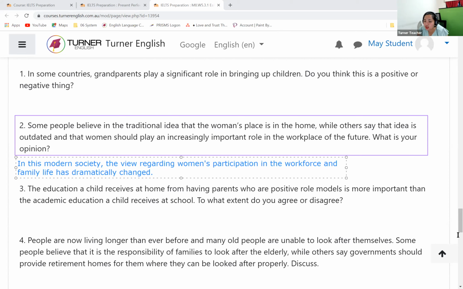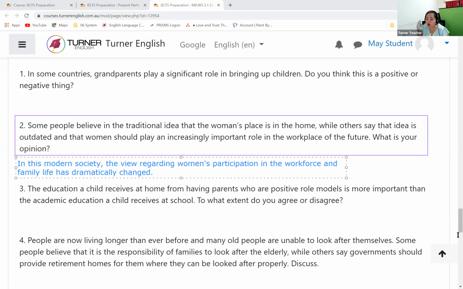"In this modern society, the responsibility of women has changed since many housewives started working." Yeah. Maybe I would change the words "started working." I would probably use "has joined the workforce," "has joined the labor force." That will be a stronger vocabulary there.